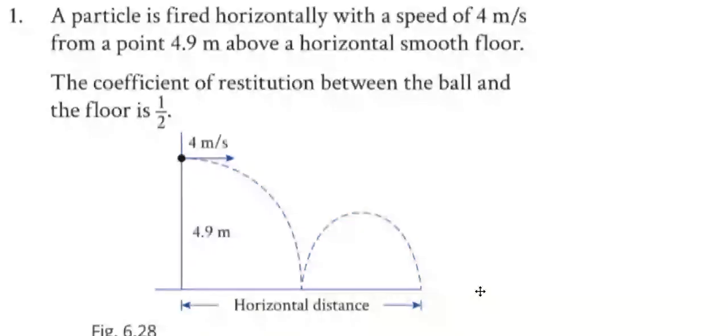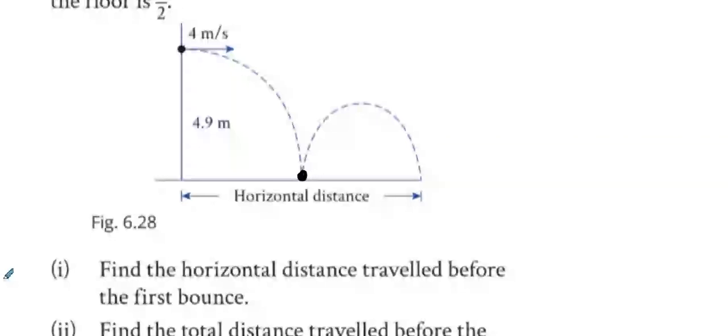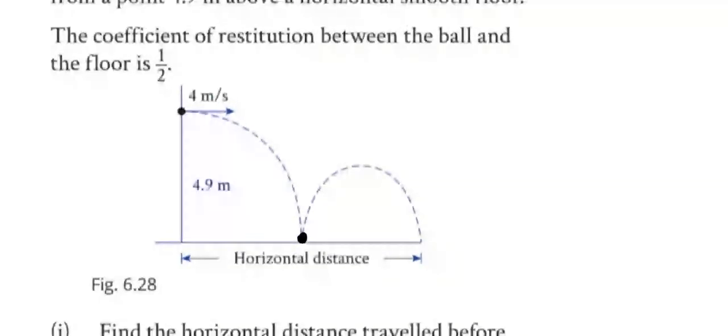from a point 4.6 meters above the horizontal smooth floor. The coefficient of restitution between the ball and the floor is a half. Okay, so we understand the ball is bouncing, yeah? And then next thing, find the horizontal distance traveled before the first bounce. So we're looking for this green distance here. Is that okay? Okay, here's what we're going to do.